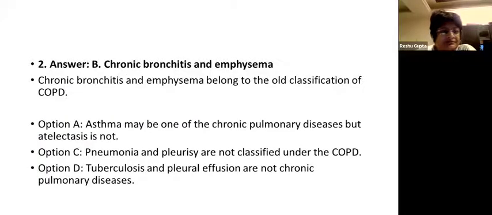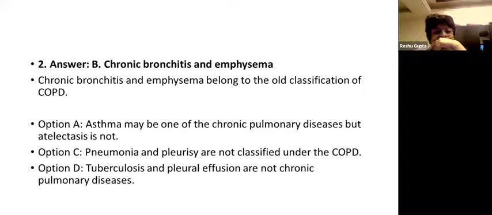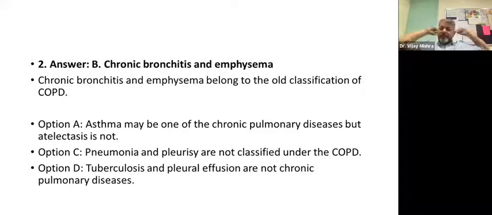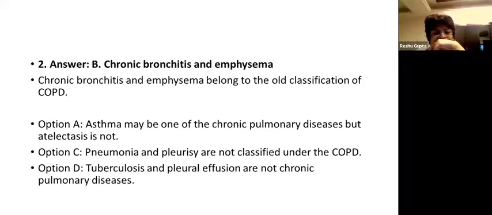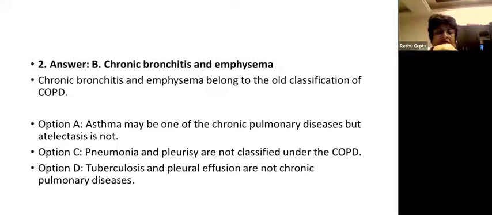Yes. So, we all know chronic bronchitis and emphysema is the answer. They belong to the old classification of COPD. Whereas, if we talk about option A, where I had said asthma, it is a chronic pulmonary disease, but atelectasis is not. Pneumonia and pleurisy are not classified under COPD. And obviously, tuberculosis and pleural effusion are also not chronic pulmonary diseases. Okay, shall we move to the next?